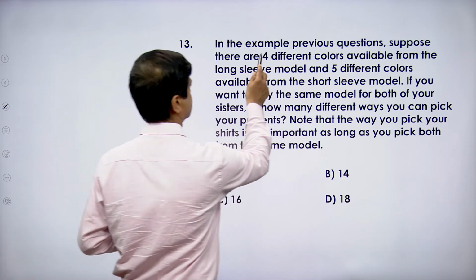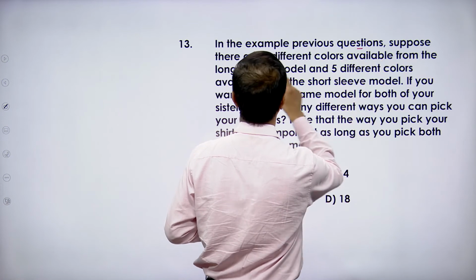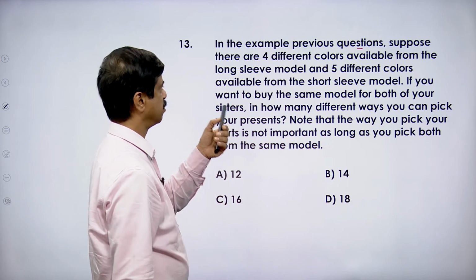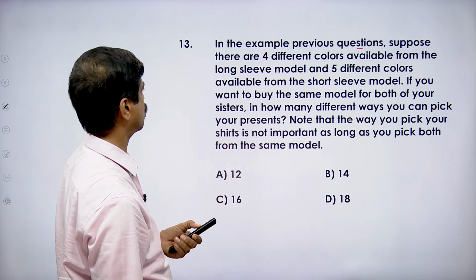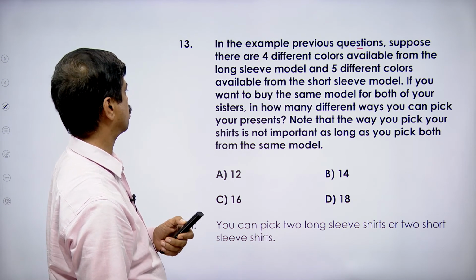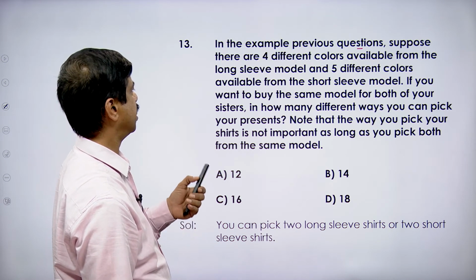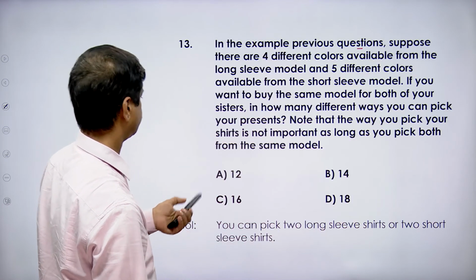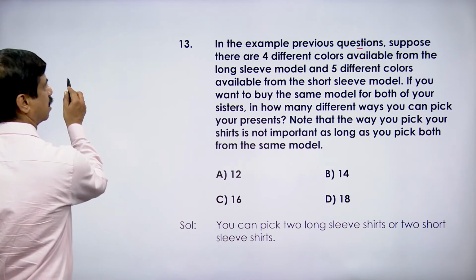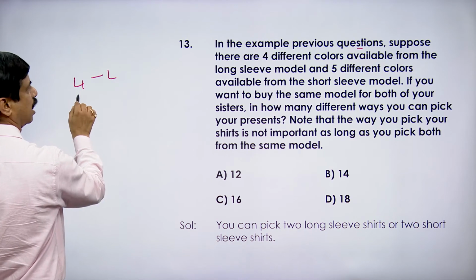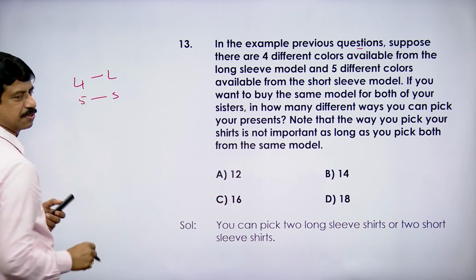Right, children. So let us go to the next question. In the previous example question, suppose there are 4 different colors available for long sleeve models, and 5 different colors for short sleeve models. If you want to buy the same model for both of your sisters, in how many different ways can you pick your presents? So there are 4 different colors of long sleeves and 5 different colors of short sleeves.